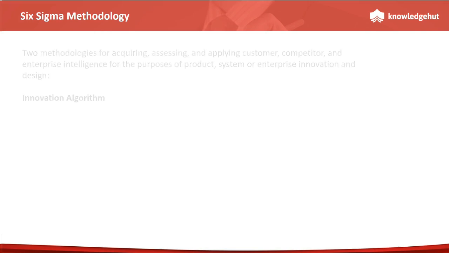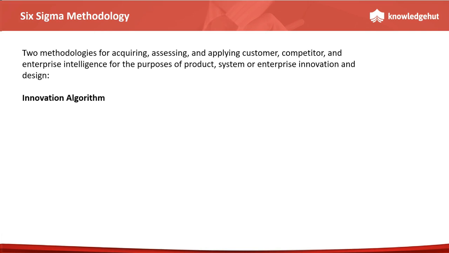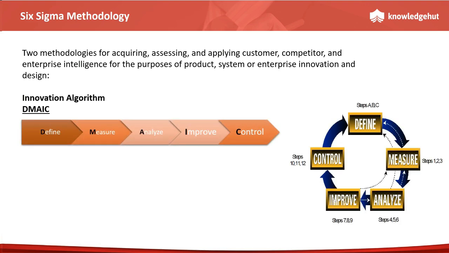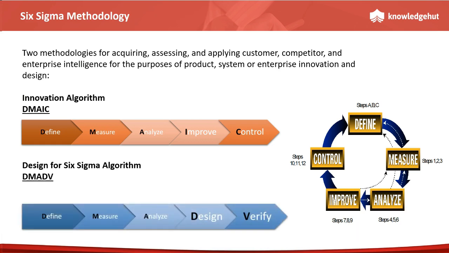The Six Sigma methodology we will be learning in our session is the DMAIC approach. It's an innovation algorithm. Here we already have an existing process and we want to improve it, so we will implement the DMAIC approach: define, measure, analyze, improve, and eventually control. There's another one, design for Six Sigma. This is where you're implementing a new process and building it with Six Sigma in mind. So that is DMADV: define, measure, analyze, design, and verify.